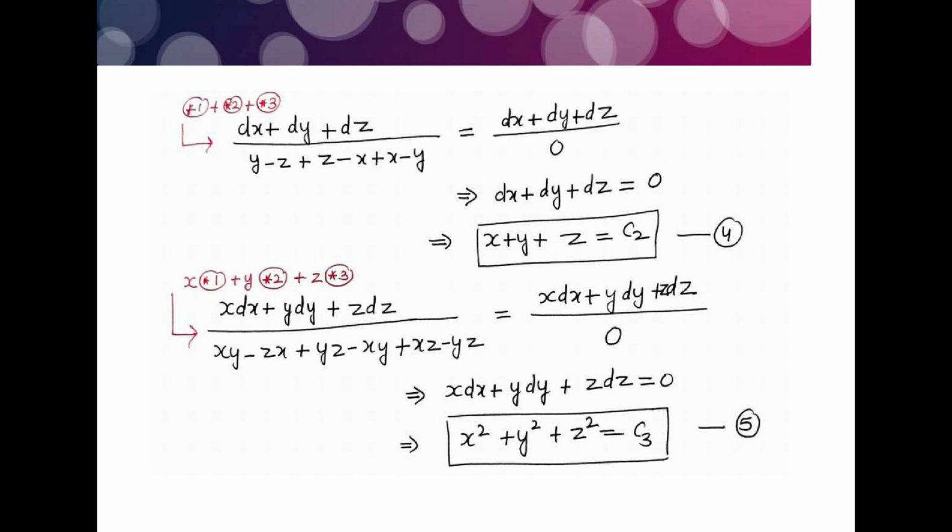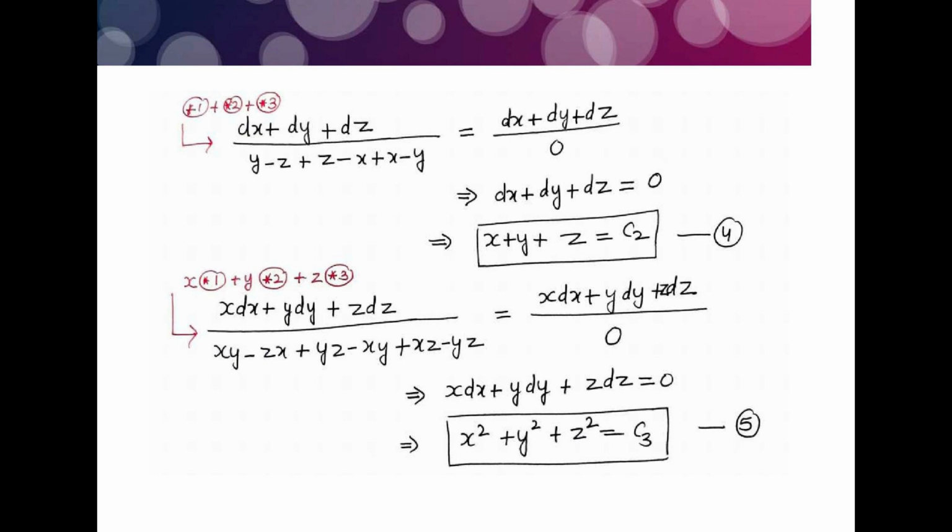Then the denominator will be like this, and denominator is 0. Denominator is 0, then numerator should be 0. Otherwise we will get something like infinity, which is not possible. So finally we have this second last expression, x dx plus y dy plus z dz equal to 0. Now we can integrate this. We have finally equation number 5, x square plus y square plus z square equal to c3.